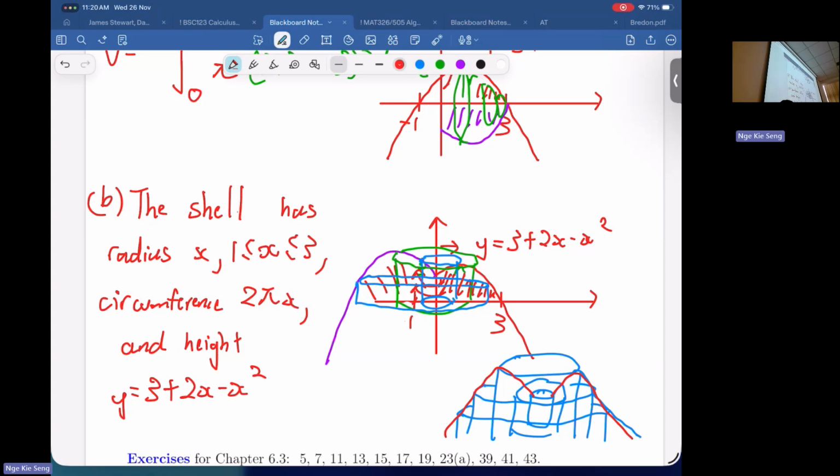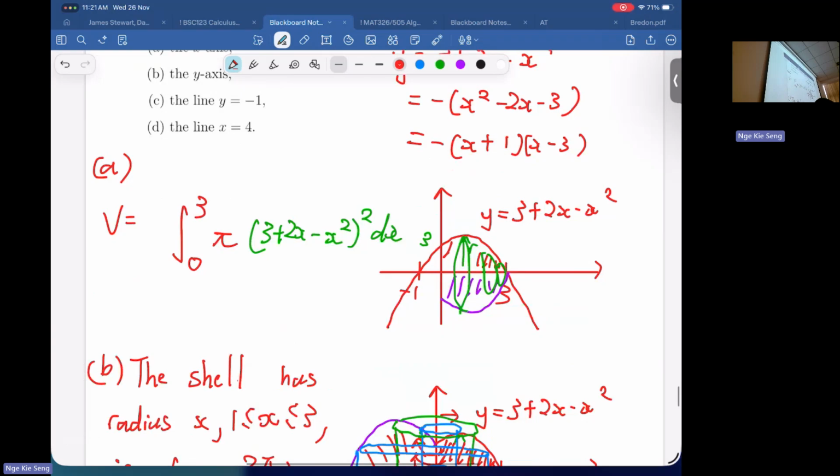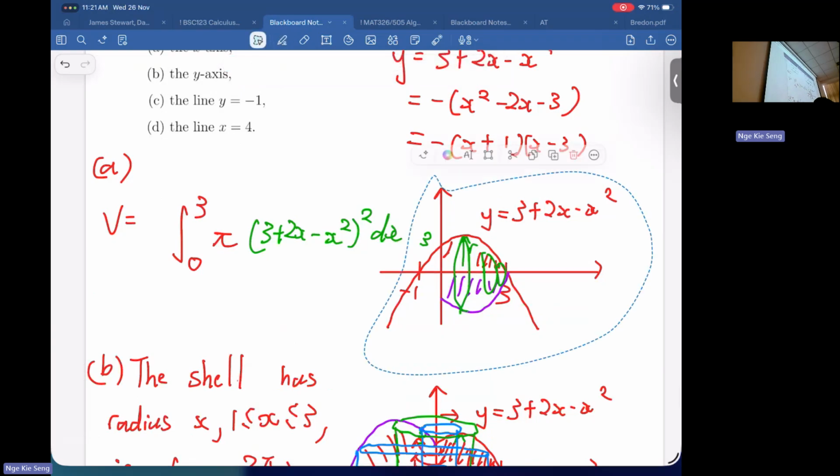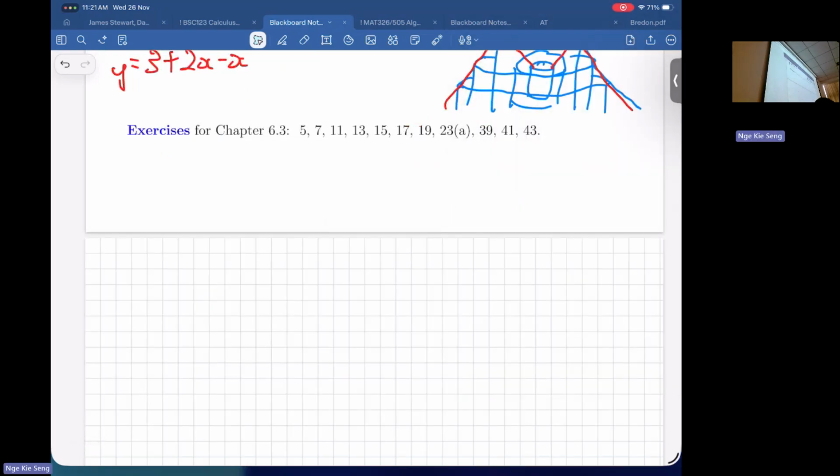Maybe you can try and use your washer method to compute it. How about C? Let's see. Y equals to -1. So where is y equals to -1? Copy, paste. Okay, so let's see where is y equals to -1.